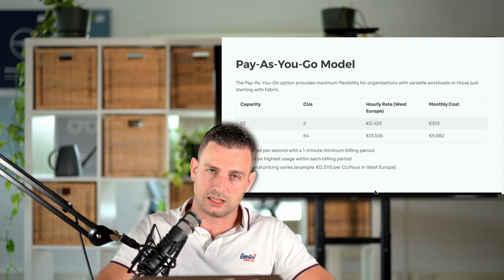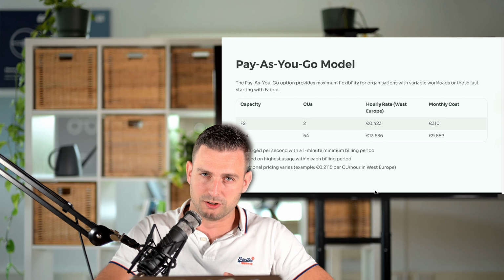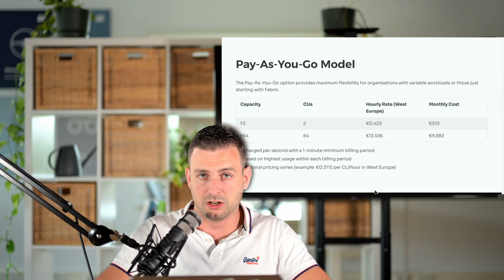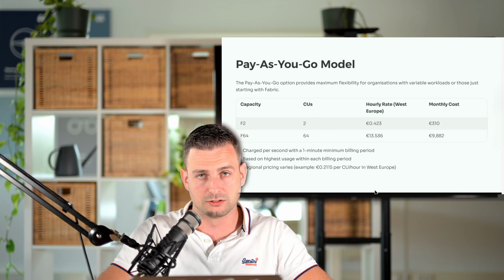Now, how can you actually buy and pay for your Fabric capacities? There are 2 options. You can have a pay-as-you-go model, or you can have a reservation or reserved instance model.